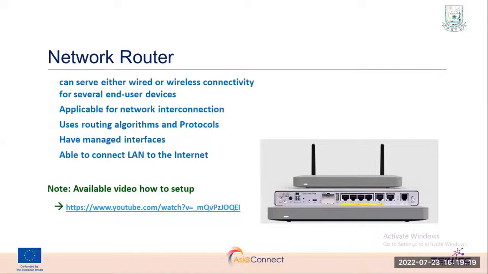Network routers can serve either wired or wireless connectivity for several end user devices, applicable for network interconnections. They use routing algorithms and protocols, like single source shortest path, Dijkstra, and other types of intelligent network routing algorithms. Those algorithms are used to find the shortest path from source to destination, and there are different protocols according to service. They have a managed interface so that network engineers can access the interface, configure the routers, and connect a LAN to the internet. There is an available video on how to set up a router.